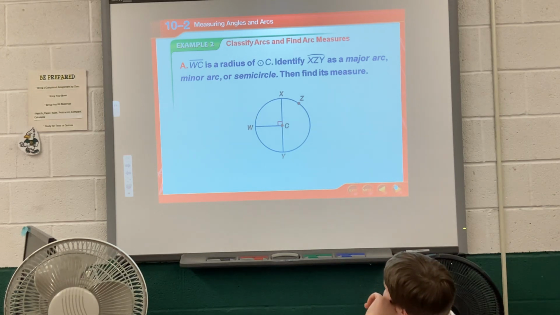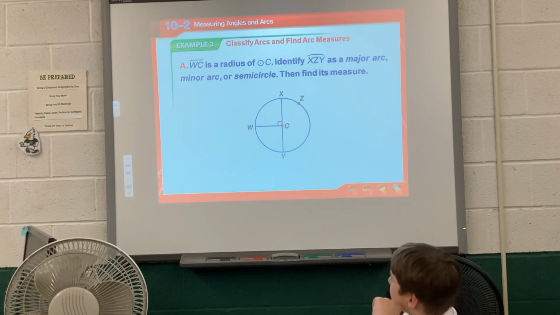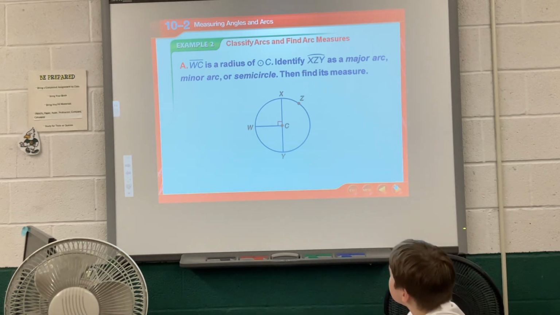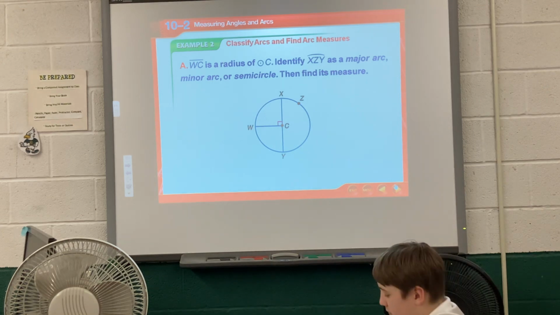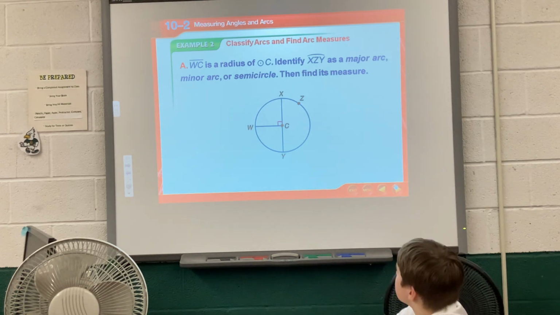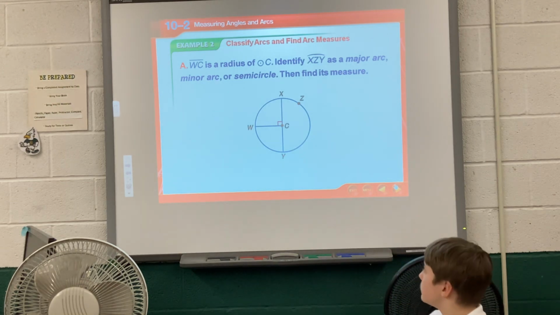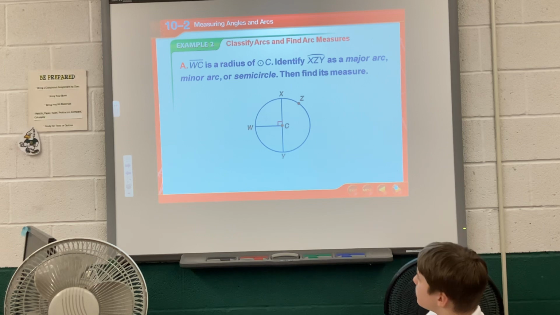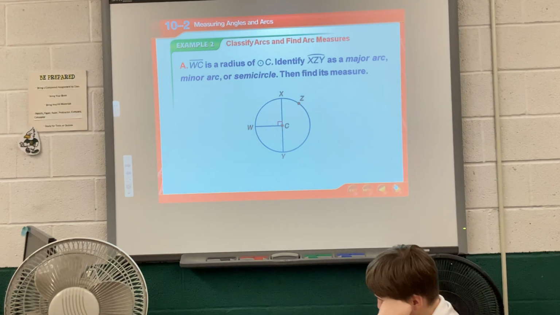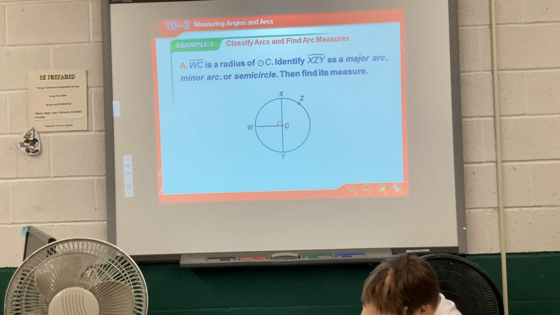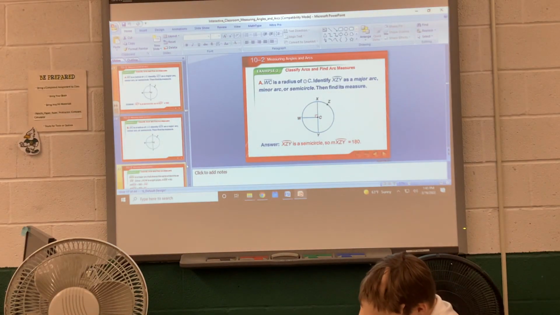Identify X, Z, Y. So again, I have to go in that order. So don't go left, go right, right? X, Z, Y. So we would call it a what? Semicircle. And what's its arc then? 180 degrees, right? Okay. What is the measure of the arc WY? 90. As long as we assume that it's a diameter, sorry. Everybody okay there? Yeah.